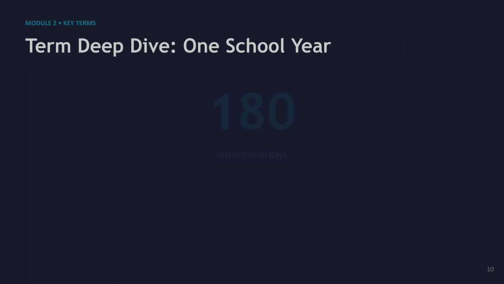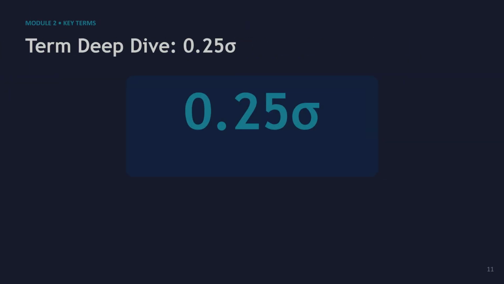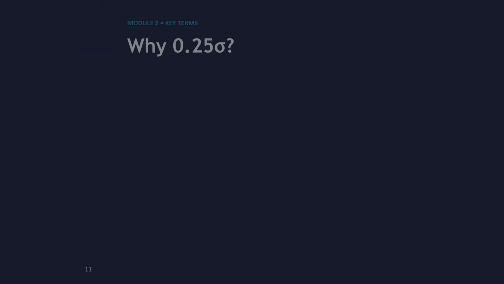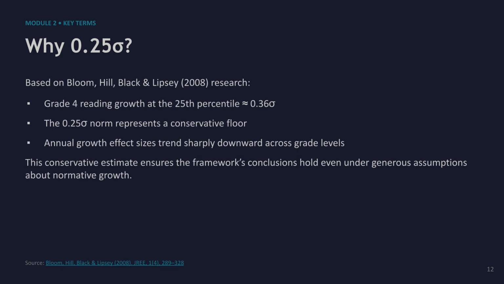1 school year is defined as 180 instructional days. This is the universal unit of time in the framework and excludes weekends, holidays, and summer break. The 0.25 sigma term is the U.S. national growth norm per school year. It represents the average amount of student growth in 1 year and serves as the benchmark for adequate annual progress derived from longitudinal data. The 0.25 sigma norm is a conservative floor based on research by Bloom, Hill, Black, and Lipsey. This conservative estimate is used because annual growth effect sizes tend to decrease across grade levels.